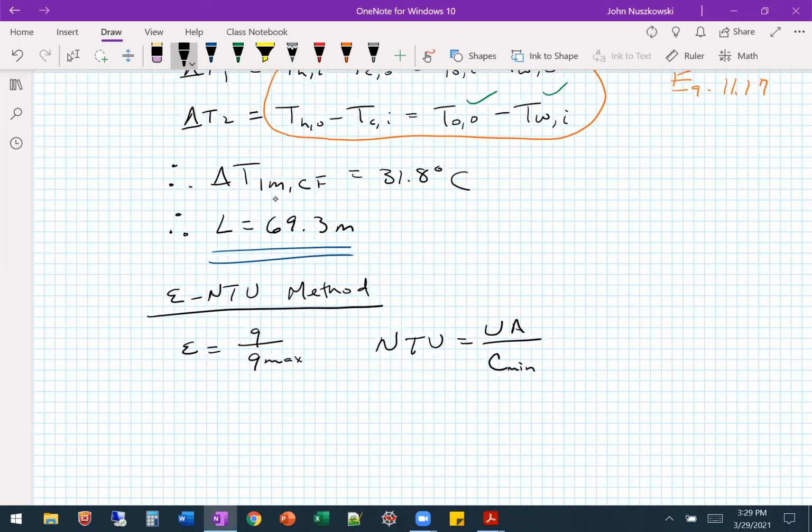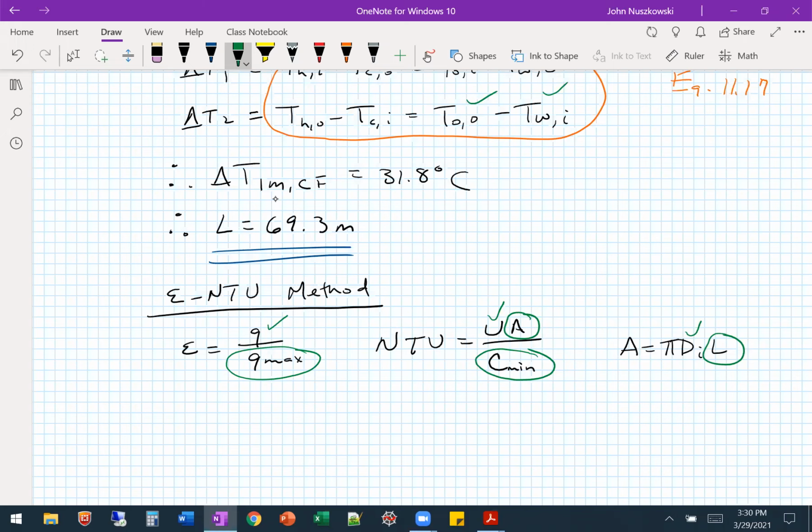All right, so we have what effectiveness is, what NTU is. If we go through, we know Q. They gave us the overall heat transfer rate. So we know Q, but we don't know Q max or our minimum heat capacity rate. And then area, we already labeled it above, is pi d L. Okay, so that's the main beginning of those two equations.